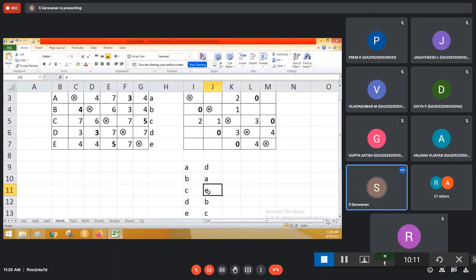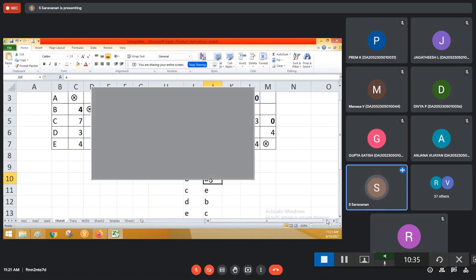A person is starting from A, going to D, then from D to B, and from B back to A. What happened to C and E? The person is not visiting those places. The objective of the problem is that if it starts from A, it has to end in A, and if it starts in B, it has to end with B. This is the objective of the traveling salesman problem.